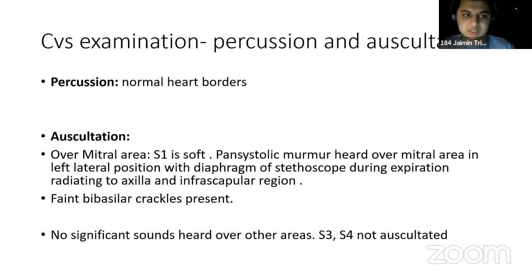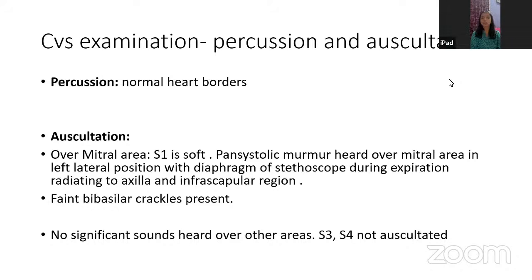Regarding percussion and auscultation, percussion showed normal heart borders. Auscultation over the mitral area, S1 is soft. Pansystolic murmur heard over the mitral area in left lateral position with diaphragm of stethoscope during expiration, radiating to axilla and infrascapular region. Faint bibasilar crackles present. S3 and S4 are not auscultated. What valvular pathology are you suspecting, Jaimin? I am suspecting mitral regurgitation.